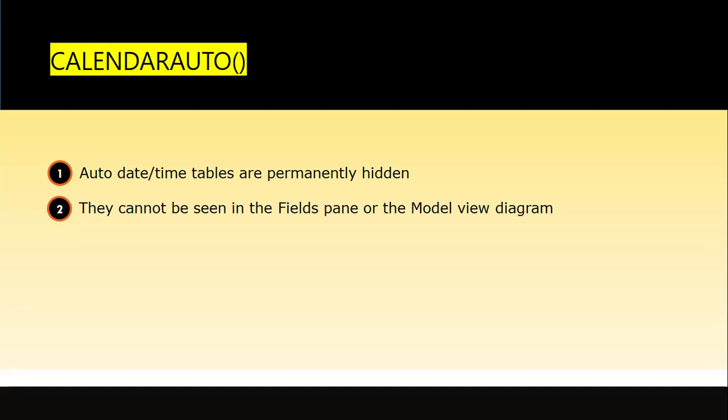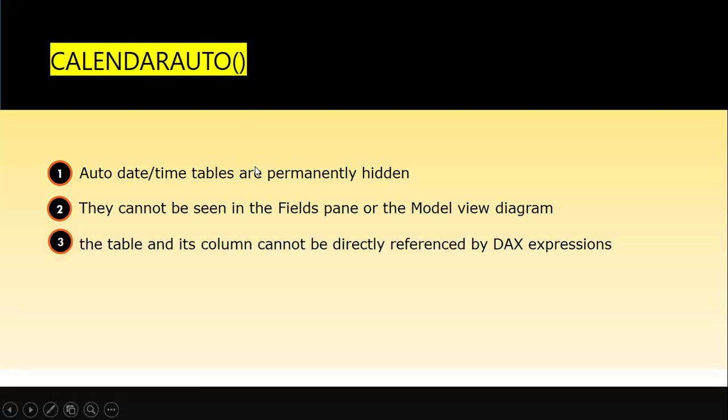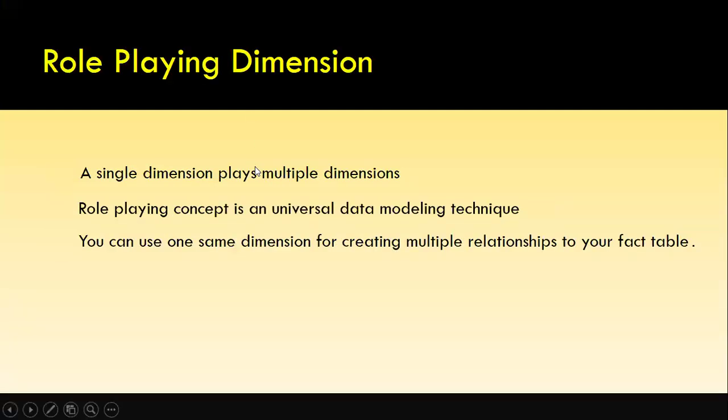The calendar auto function also returns a table with a date column, like the calendar function. Once you have the date column, you can extract year, month name, week number, day name, day number, everything. That is the advantage of the calendar auto function. Here you don't have to compute the minimum date and maximum date. It automatically picks up from your model.